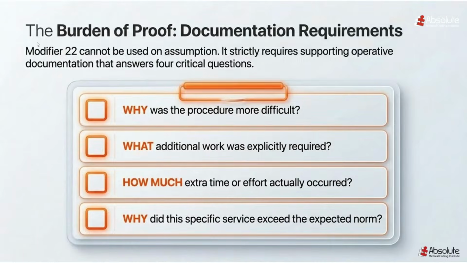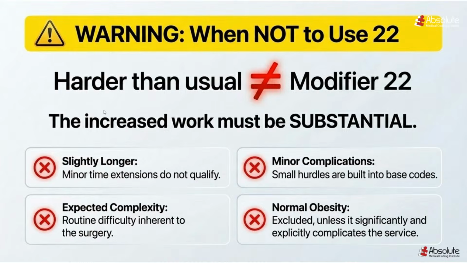All right? So, what you need to do, ask yourself, why, what, how much, and why again? Why was this procedure more difficult? What was the additional work? How much time or effort actually occurred? Or why did this specific service exceed the expected norm? So you could ask yourself that, but you don't really have to. Just look for those keywords. The keywords will tell the story. And you can never assume. Never assume. Just look at the documentation.